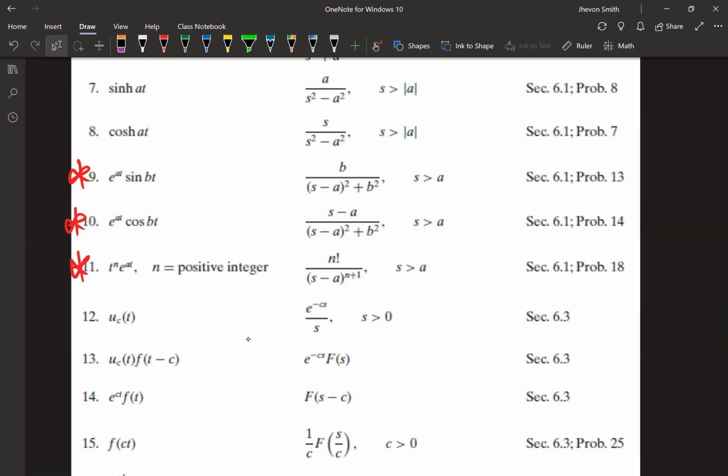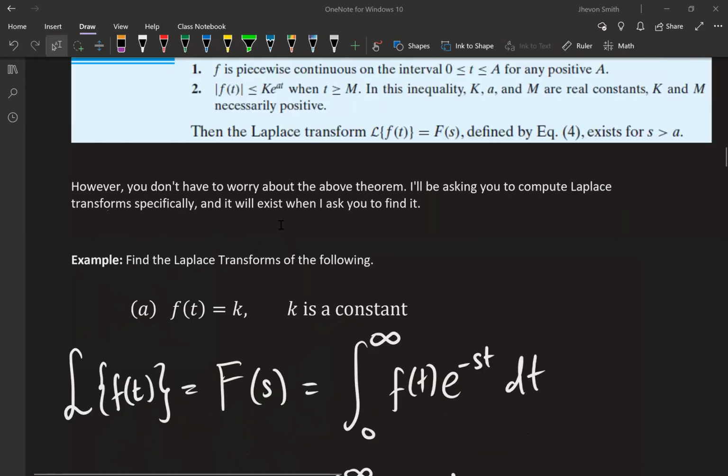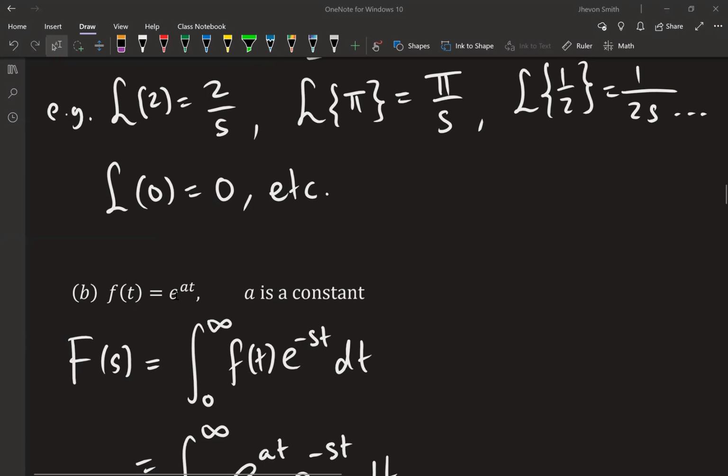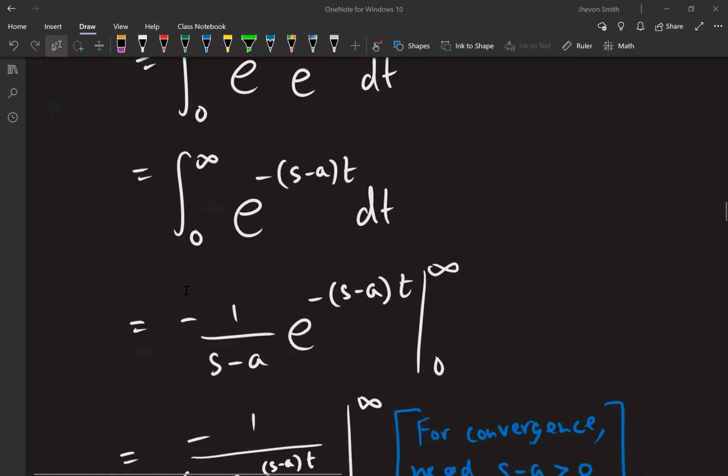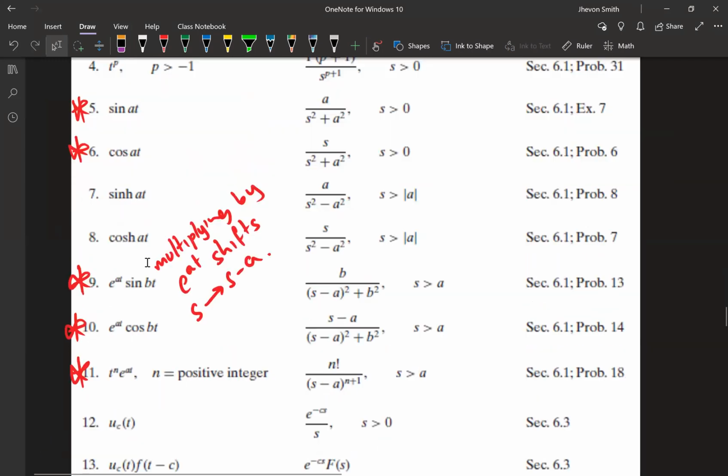Notice that multiplying by an exponential actually does a shift. Notice that it shifts s to s minus a whenever it occurs. So for example, you can take a note of this following here. When we looked at e to the at, you can think of this as 1 times e to the at. The Laplace transform of 1 would be 1 over s. Multiplying by e to the at actually shifted the s to s minus a. This property actually holds true in general.